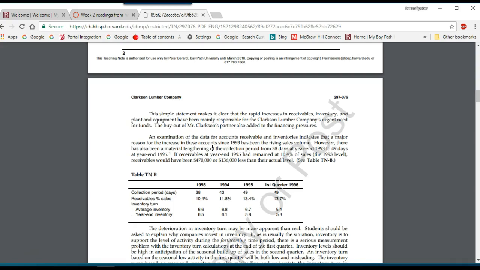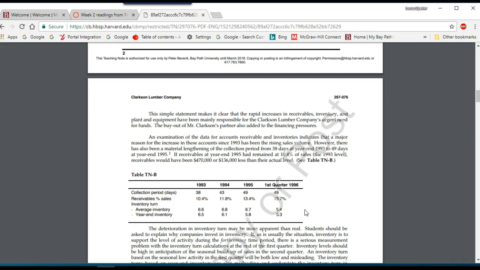look at your receivables. Notice that the receivables are going from 10.4 to 13.7. That's an alarm as a financial manager. Receivables are going up as a percent of sales. Why? Because the number of collection days, our DSO, which is a financial ratio, is going up. Inventory turns are going down. They started at 6.6. They're going down to 5.4.